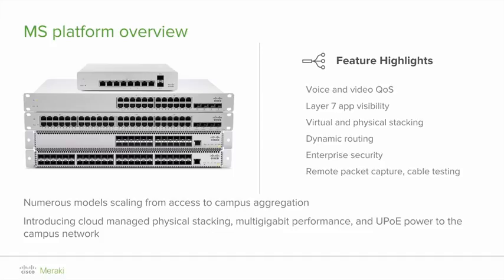Layer 7 application visibility, previously available only through costly overlay appliances, is included in Cisco Meraki switches at no additional cost. Hundreds of applications are automatically identified and reported, from business apps to BitTorrent and YouTube.